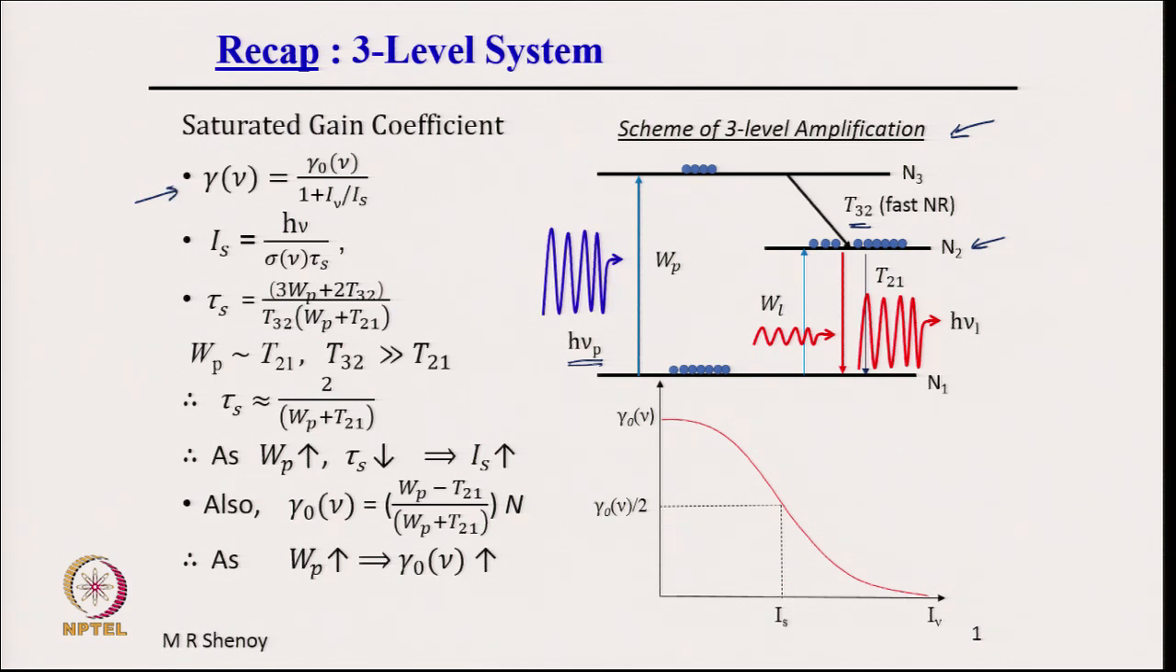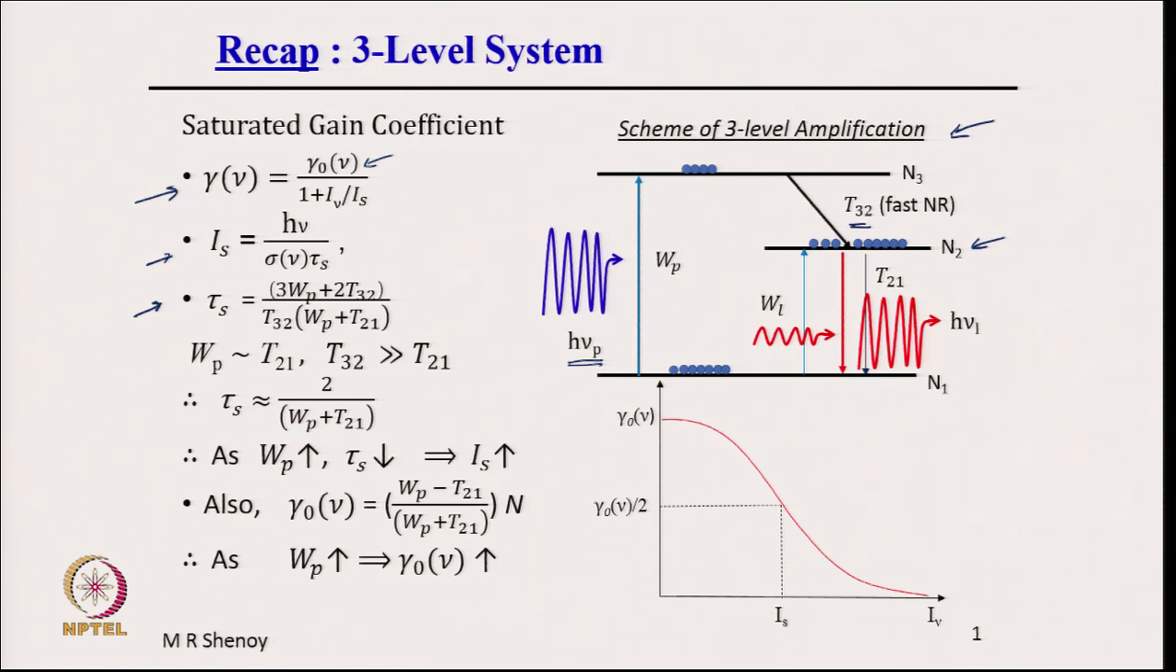Gamma of nu is equal to gamma 0 of nu, where gamma 0 of nu is the small signal gain coefficient, divided by 1 plus I nu by I s, where I nu is the intensity of the radiation which is being amplified, and I s is the saturation intensity. The expression for I s is given here: h nu divided by sigma of nu, where sigma is the cross section, and tau s is the saturation time defined in this way. So, we have made this derivation and we have seen this.